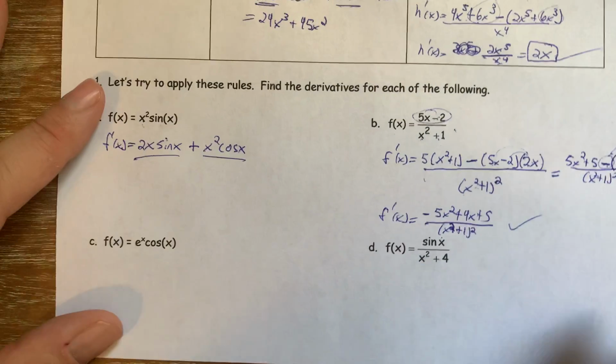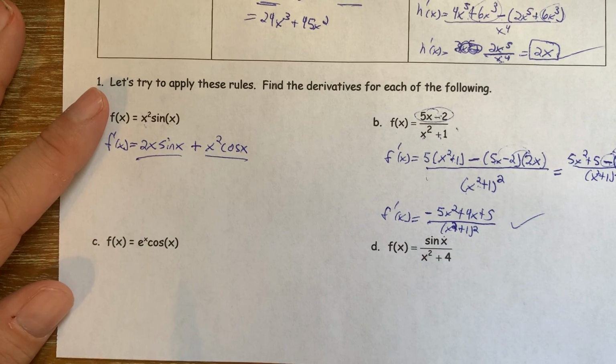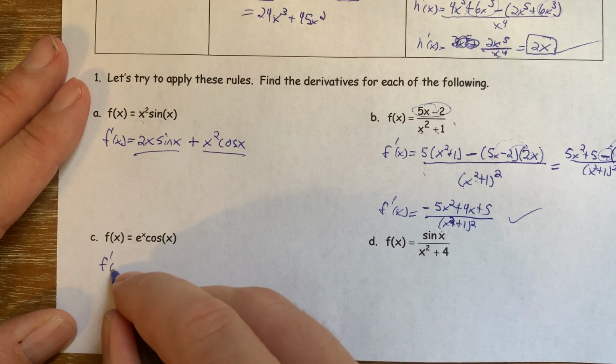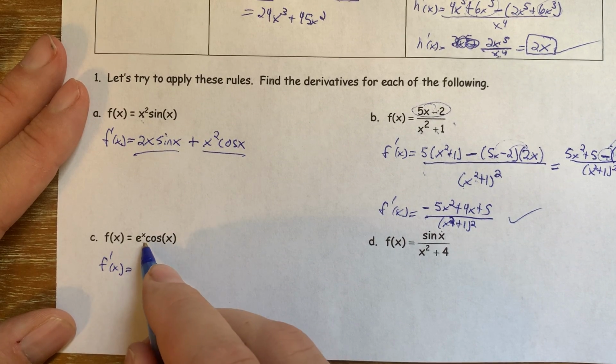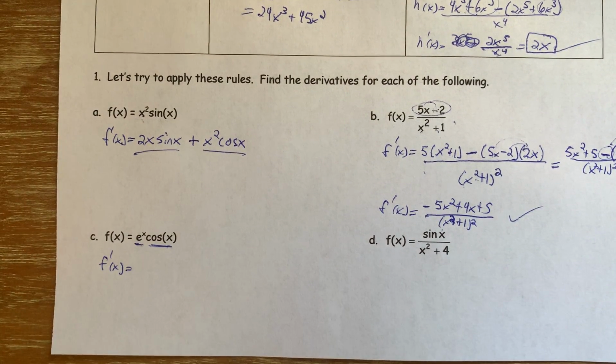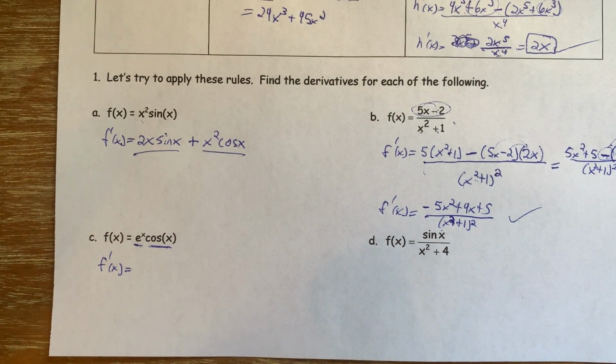All right, guys, try one all on your own. What is the derivative of e to the x cosine of x? And if you had some trouble, let's look at it. The product rule says this is a product of two things. We know how to do the derivative. Oh, did we learn how to do e to the x yet? Oh my gosh, guys. I am so sorry.